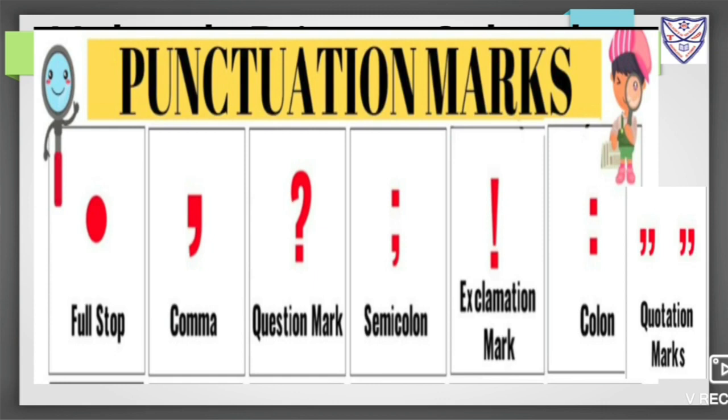Over here we can see punctuation marks. The first one is known as full stop. Second one is known as comma. Third one is known as question mark. Fourth one is known as semicolon. Fifth one is known as exclamation mark. Sixth one is known as colon. And the seventh one is known as quotation marks or inverted commas. So now let us learn about all these punctuation marks one by one in detail.